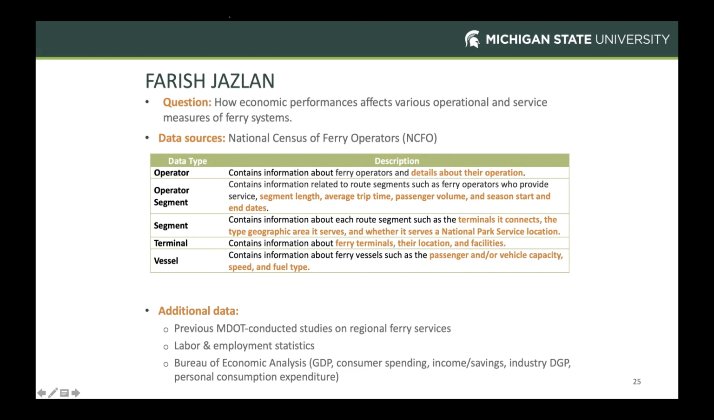But additional data would include previously conducted studies by AMDOT, which are quite outdated, I would say, but nevertheless worth looking at. We can also take a look at labor employment statistics if there's any supplementary analysis we can do. And we can use BEA, the Bureau of Economic Analysis, for GDP and consumer spending, to see if there are any anomalies or other externalities that we might want to consider. That's all. Thanks. All right, thanks, Farish.